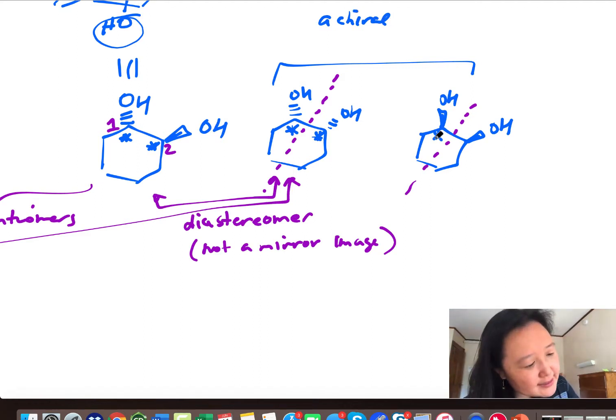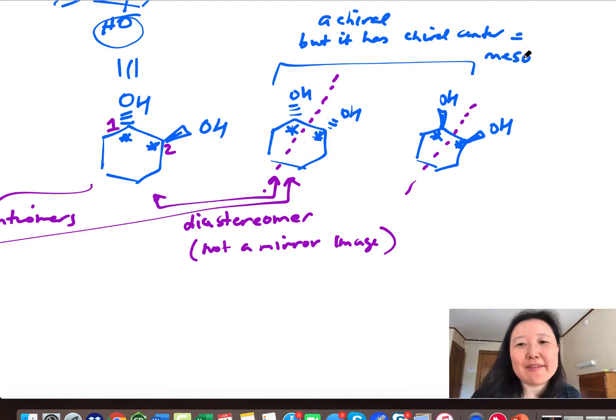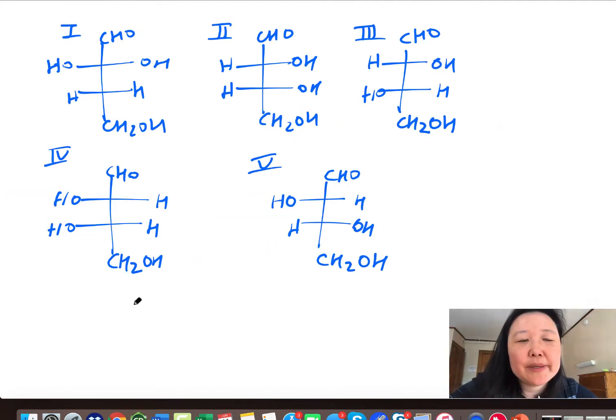So even though they contain chiral centers, their chirality sort of cancels out because of that internal mirror plane. In that situation, it's achiral, but it has chiral centers within it. That warrants a special name called meso. So that's when we have a meso compound, when we have chiral centers, but the symmetry causes it to be achiral.